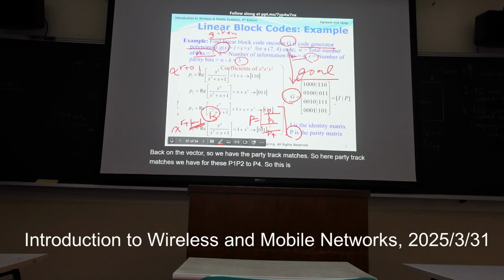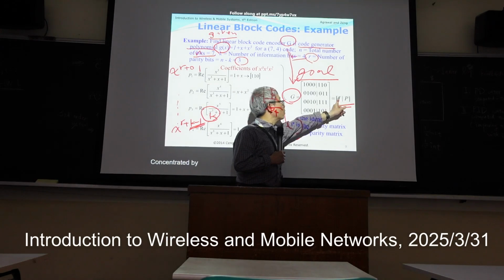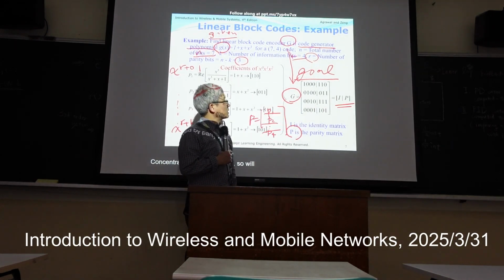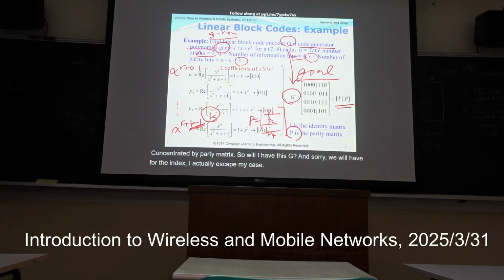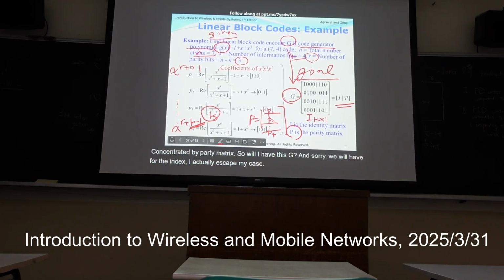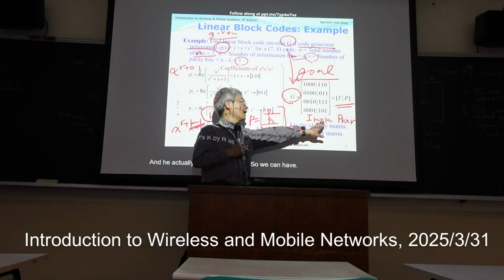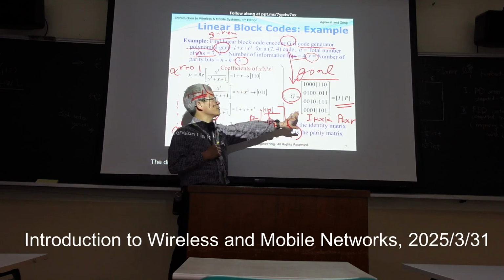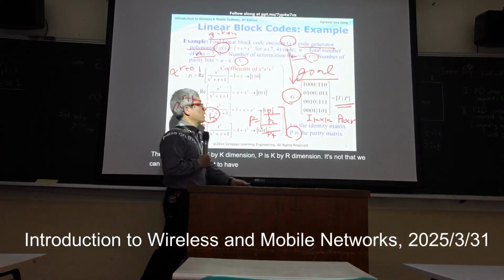So finally, we have G formed by an identity matrix concatenated by the parity matrix. So we will have this G. And so the identity I is actually K by K, and P actually is K by R. Alright, so we can have the dimension. I is K by K dimension, P is K by R dimension. And so we can find out the way to have the G. In fact, we use this way.